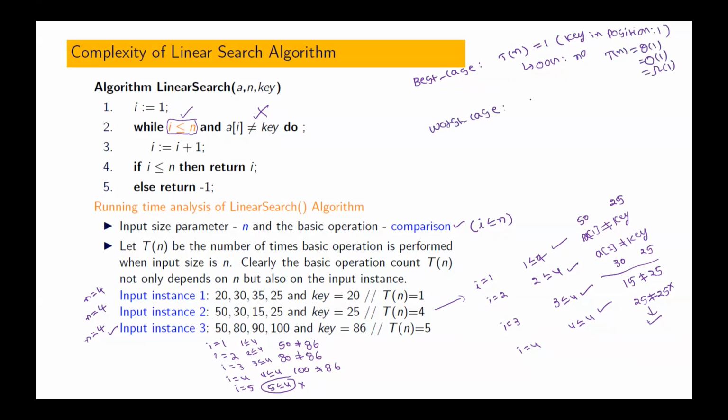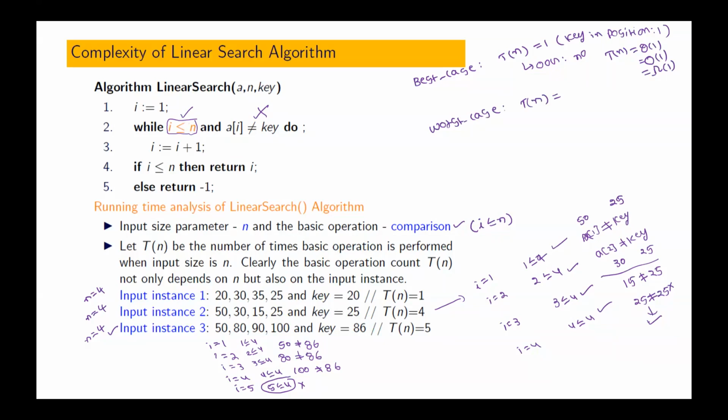Similarly, what is the worst case running time? What is T of n in the worst case? Order of n. When does the worst case occur? When we consider I less than or equal to n as the comparison, when does the worst case occur?